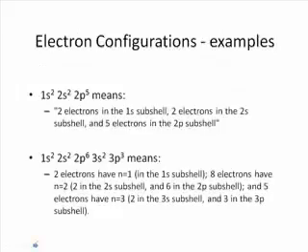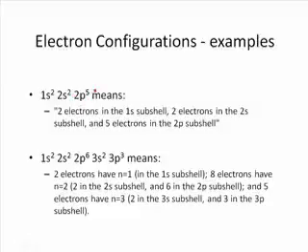And so, as an example, here we have 1s2, 2s2, 2p5. So that means in the 1s sublevel, I have 2 electrons. In the 2s, I have 2 electrons. In the 2p, I have 5 electrons.